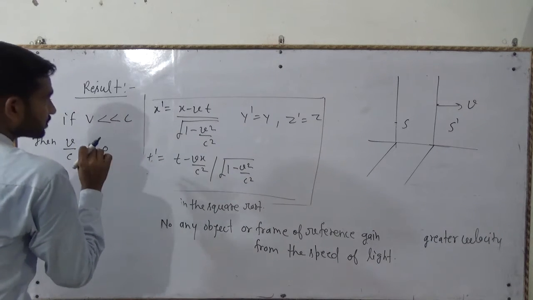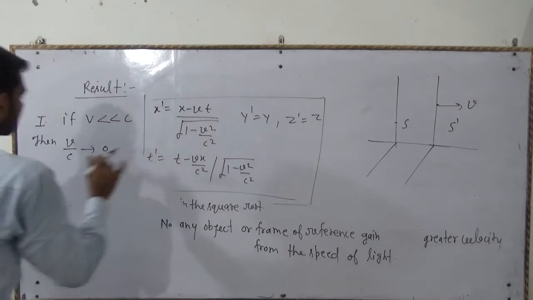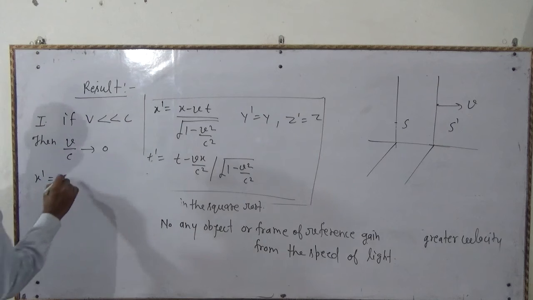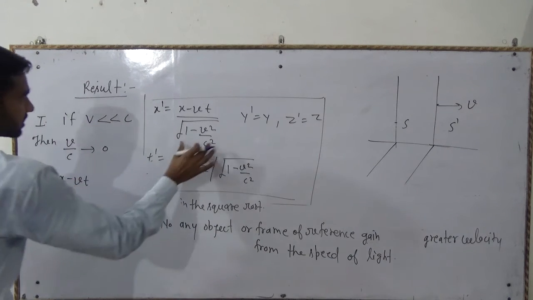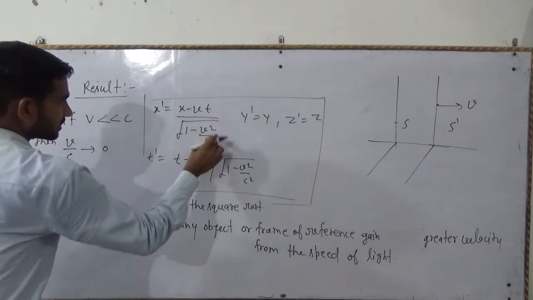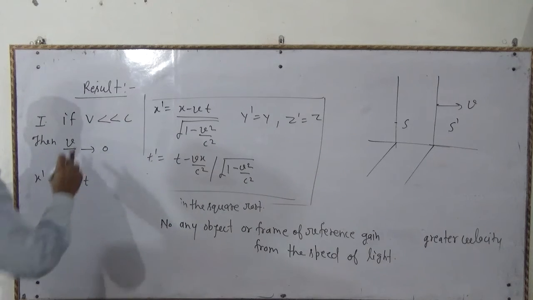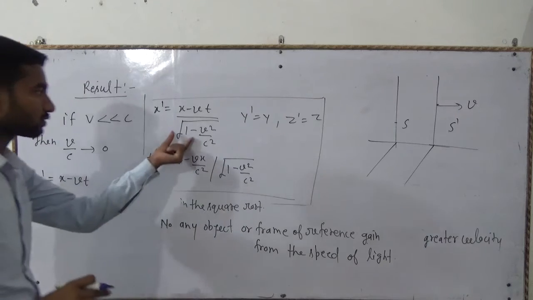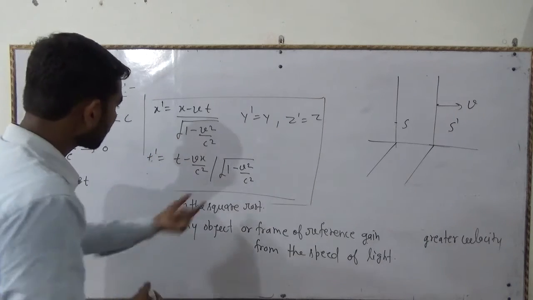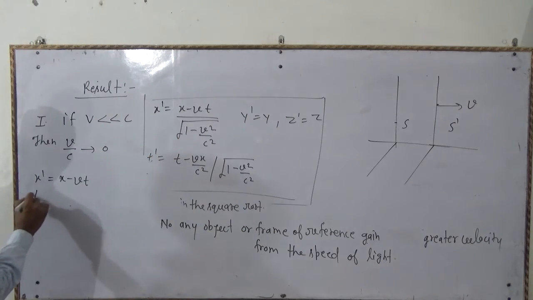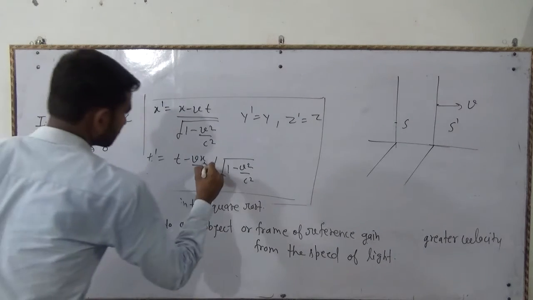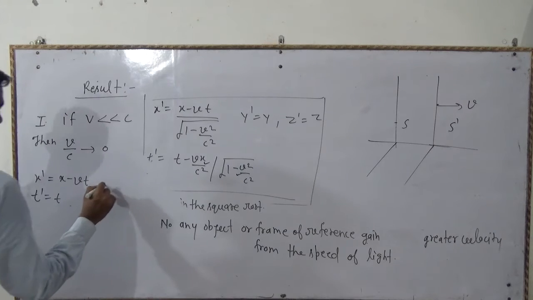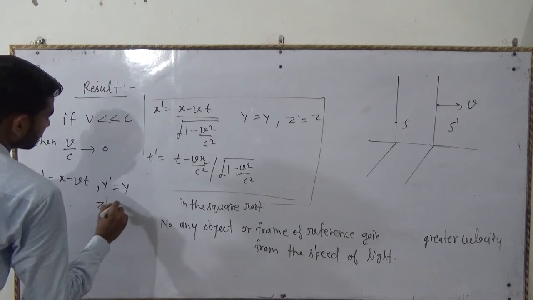If we place the value of v by c tends to 0 in these equations, then we get x dash is equal to x minus vt, since this term v by c tends to 0 and the square root of 1 will be 1. Also t dash is equal to t, as this term will be replaced by 0, and there is no change in y dash and z dash.